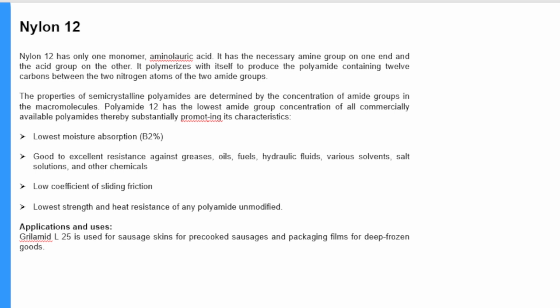Number 1, lowest moisture absorption, about 2%. Number 2, good to excellent resistance against greases, oils, fuels, hydraulic fluids, various solvents, salt solutions, and other chemicals. Number 3, low coefficient of sliding friction. Number 4, lowest strength and heat resistance of a polyamide, unmodified. Application: Grilamid L25 is used for sausage skins for pre-cooked sausages, and packaging films for deep frozen goods.